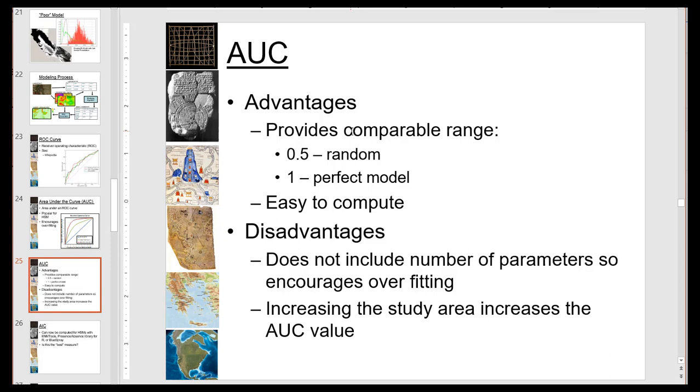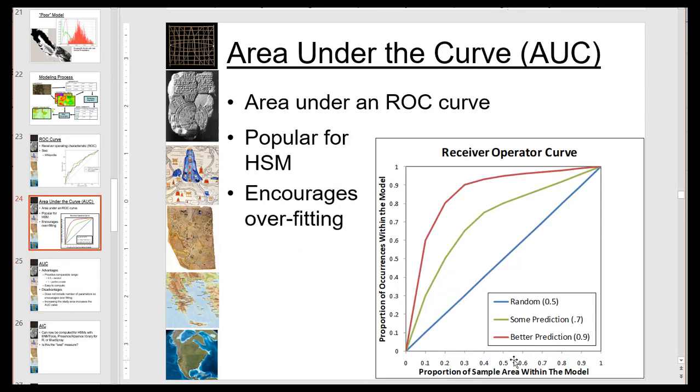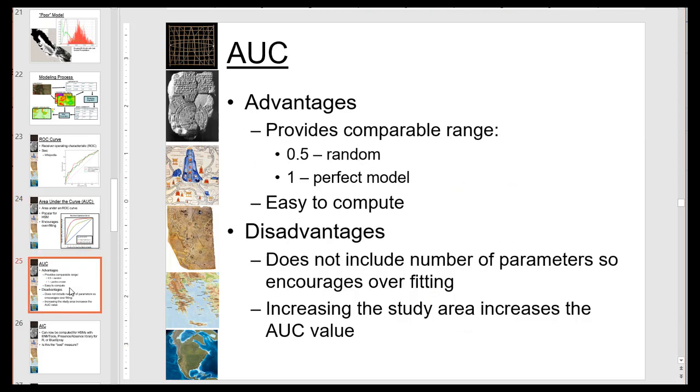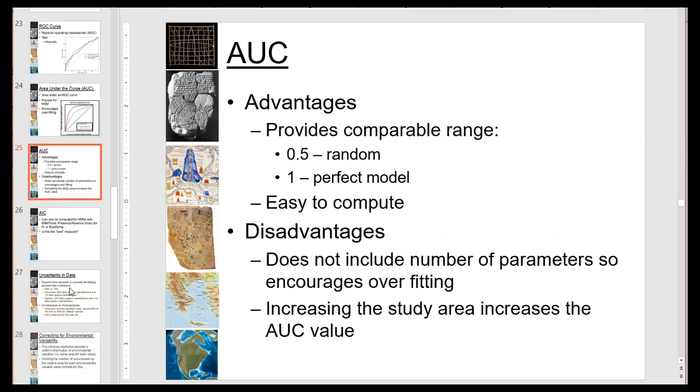And also, if you want to get a higher AUC value, just increase the study area, because as you increase the study area, that's going to increase the proportion of the sample area that's within the model, and it's going to make your curve go up faster, and it's going to make your numbers look better. So we have to be careful about what we call the study area when using AUC.